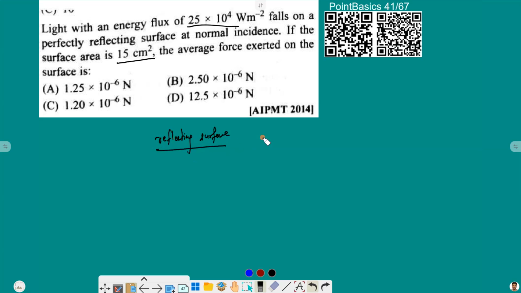Now for a reflecting surface, we know that the change in momentum due to reflection will be twice the intensity divided by c. And force will be 2I by c into area. Oh sorry, I misspelled a term: this is not change in momentum, this is basically pressure, the pressure exerted, that is 2I by c, and from this we can calculate force, that is 2I by c into A.